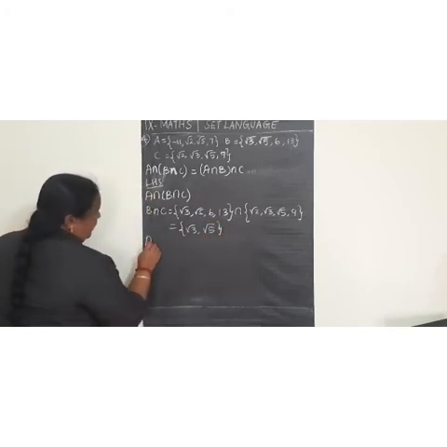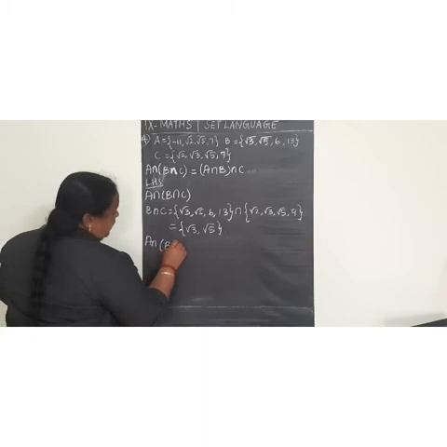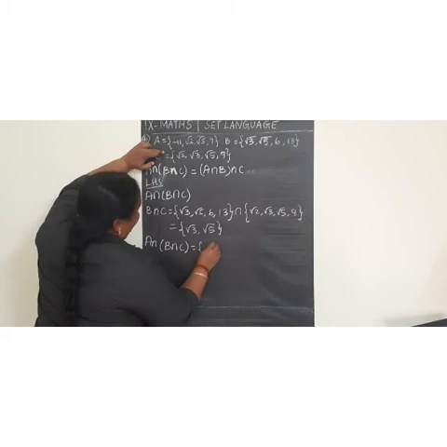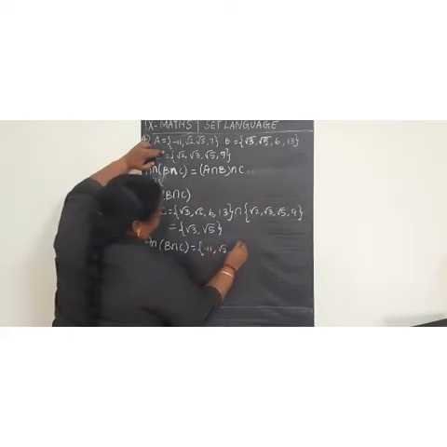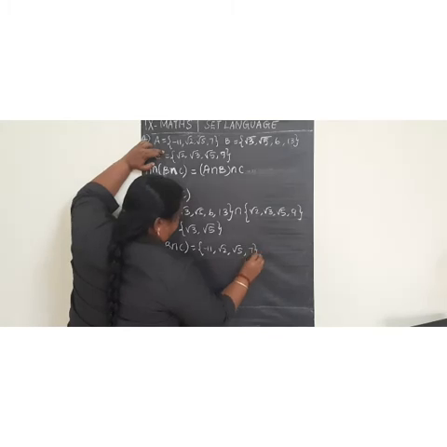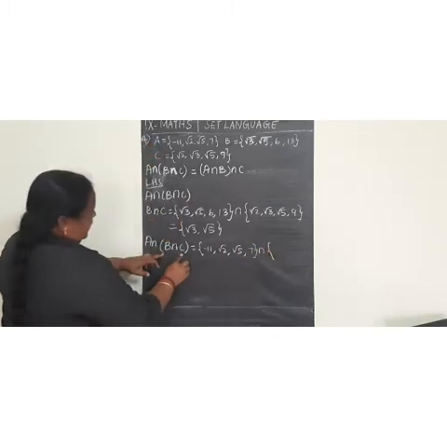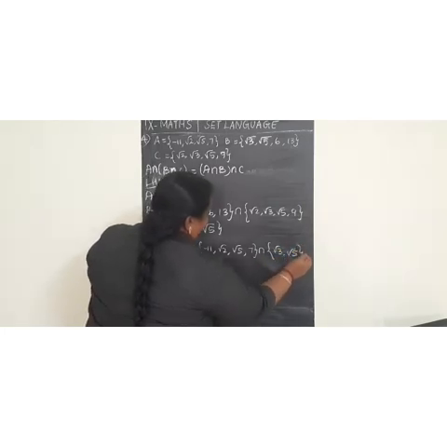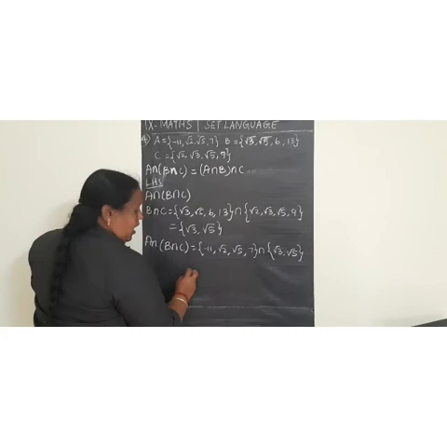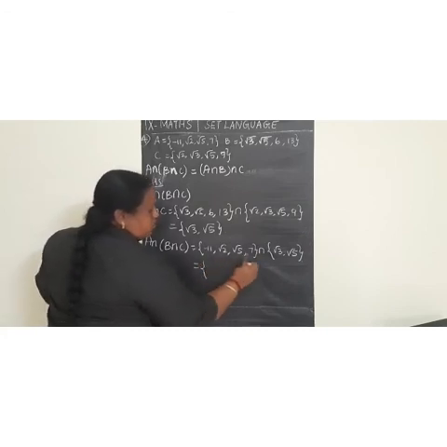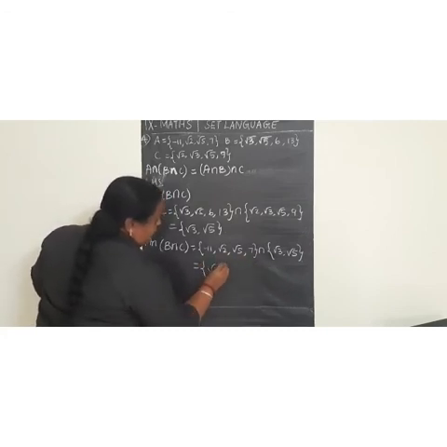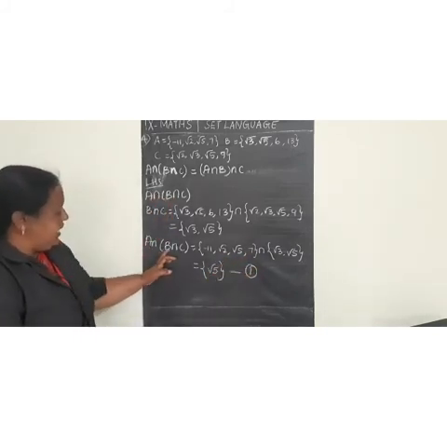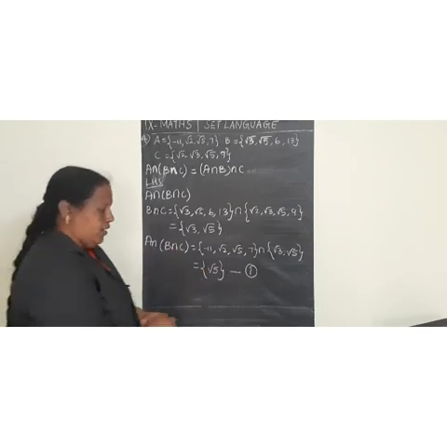Next, A ∩ (B ∩ C). First A, which is given as {-11, √2, √5, 7}, intersection B ∩ C. We found B ∩ C as {√3, √5}. In these two sets we write the common elements. Intersection means the common element is only √5. So mark this as equation 1: A ∩ (B ∩ C) = {√5}.